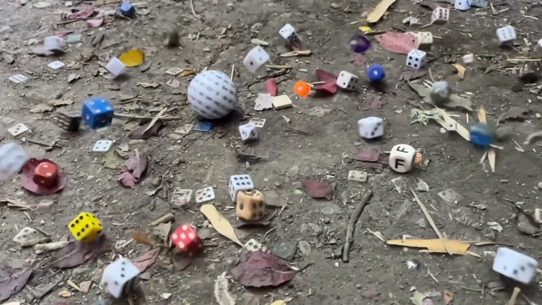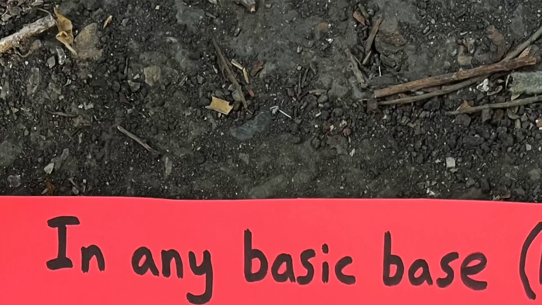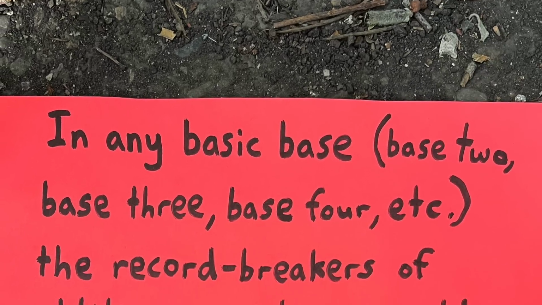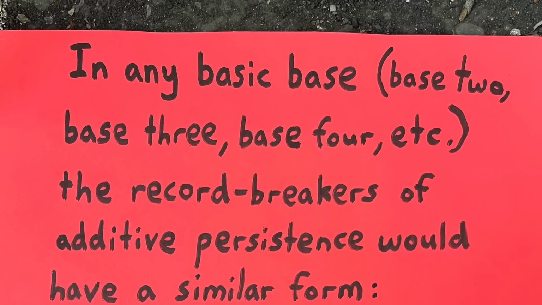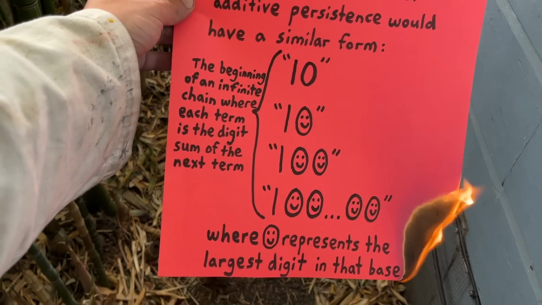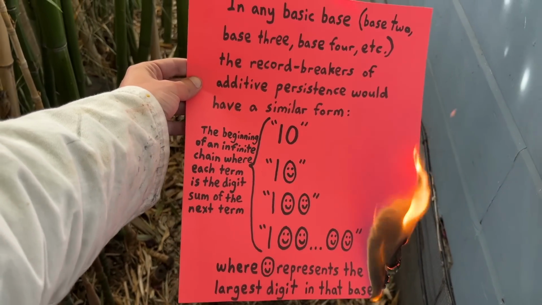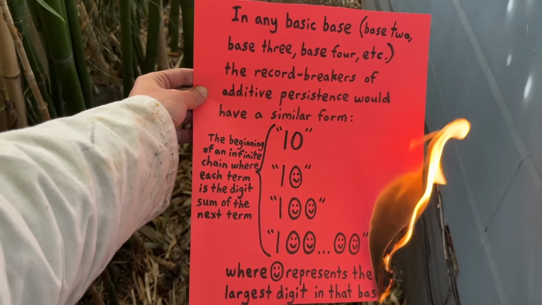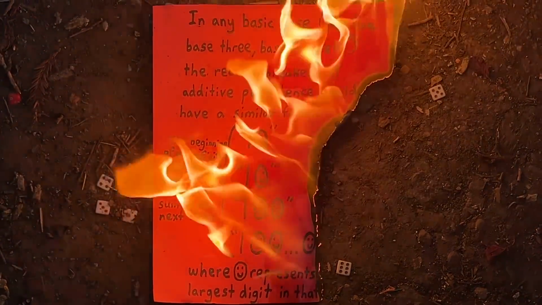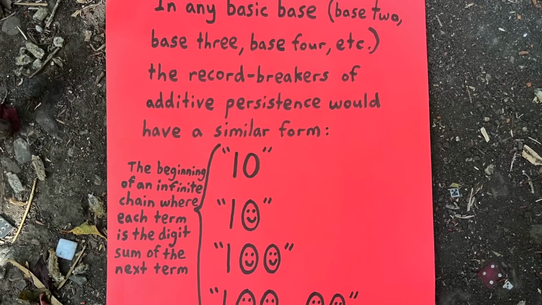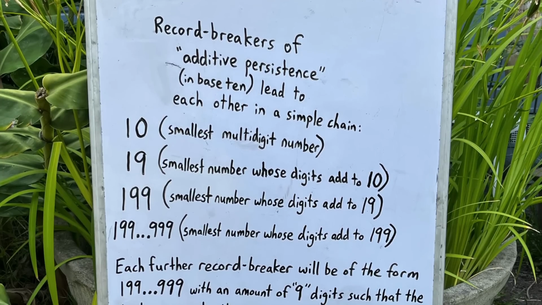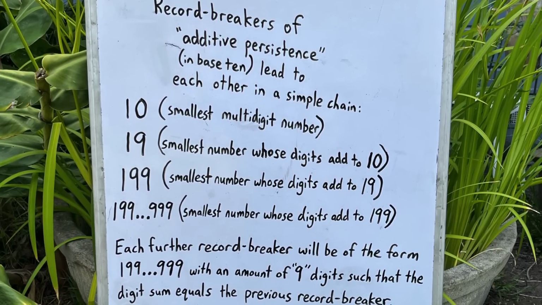Now, even if we counted our numbers in a different base, in any basic base like base 2, base 3, base 4, and so on, the record breakers of additive persistence would have a very similar pattern, where the first one would look like 1, 0, and then the rest would look like 1 followed by a string of the largest digit that exists in that base, with each record breaker being the digit sum of the next record breaker in a chain. And although this chain gets huge quickly, it is infinitely long, meaning this pattern continues forever and guarantees that in base 10 or any similar base, additive persistence can be arbitrarily large.